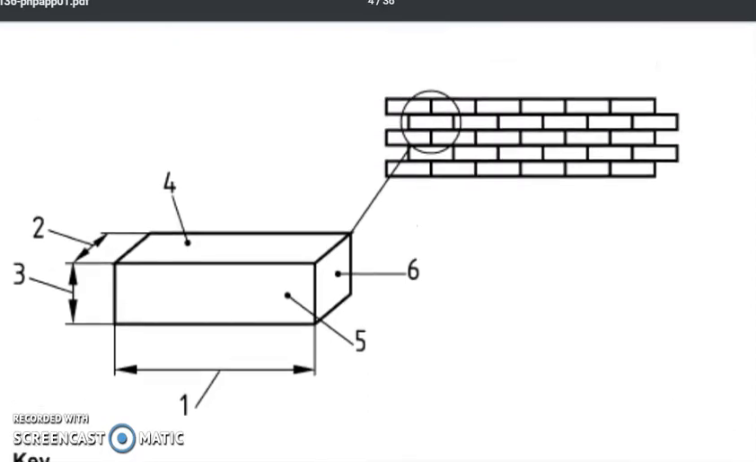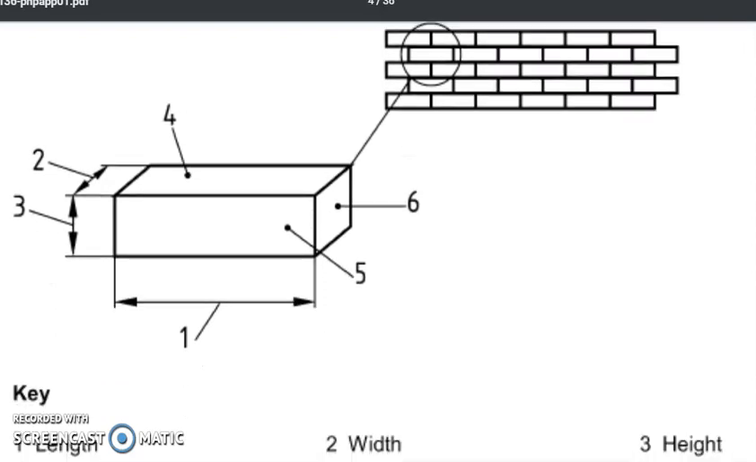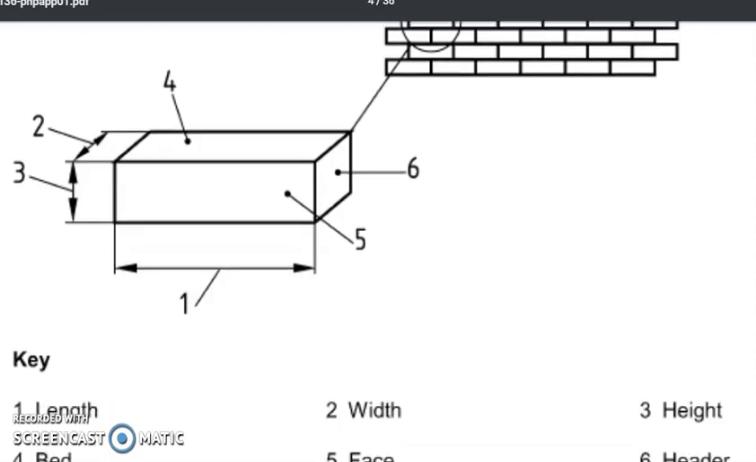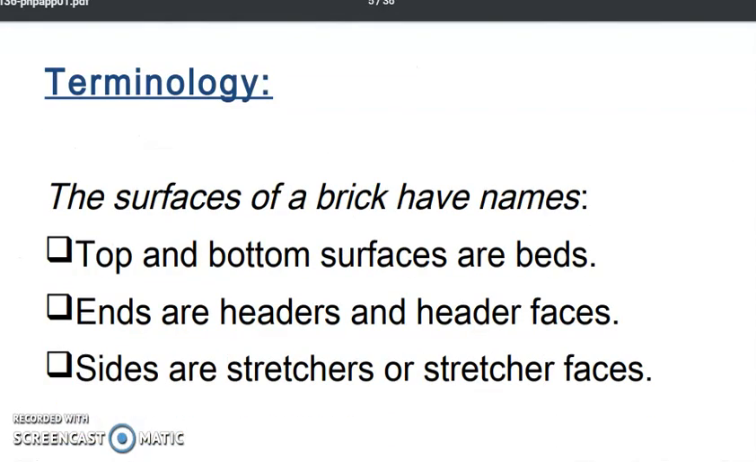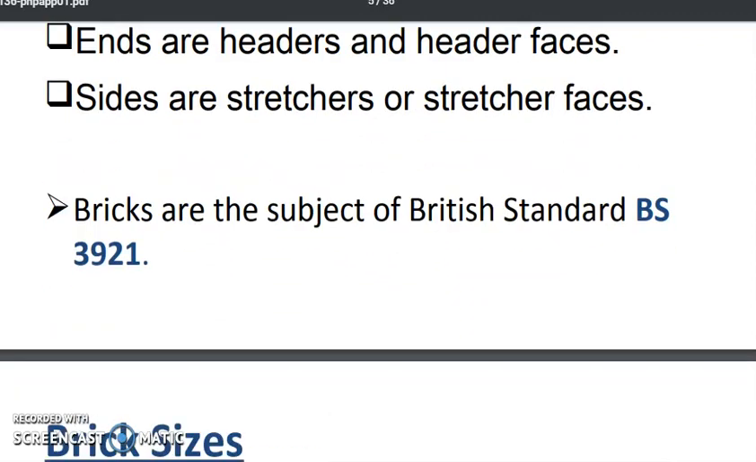See, at the top here the arrangement of brick is shown in the figure. All the bricks are laid facing towards us. It is called a stretcher bond. So the terminology is what we'll usually call: the top and the bottom faces are called bed, the end faces are called the header faces, and the side face, the front face which is facing towards us, is called the stretcher face.